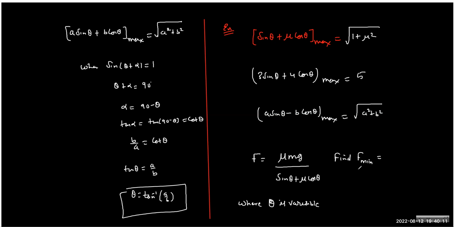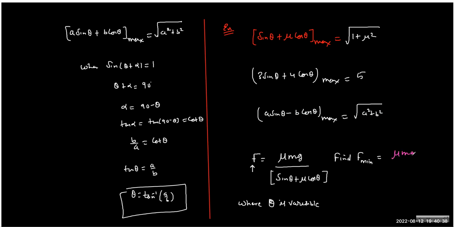So f will be minimum only when the denominator becomes maximum, correct? There is no way out. How to minimize this term? By maximizing the denominator, because only the denominator is variable, everything else is constant. Yes, sir. I cannot alter this value for sure. So the question is, what is the minimum value of this?